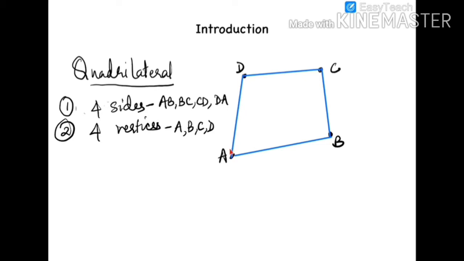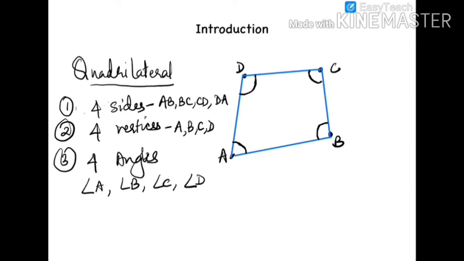The two adjacent sides of a quadrilateral form an angle. We can call this angle as angle D or angle CDA. Similarly, this angle will be angle DAB and this angle will be angle B or angle CBA. Similarly, this angle will be angle DCB or just angle C. We can name these angles with just the vertex, as there are no overlapping angles having common vertex.